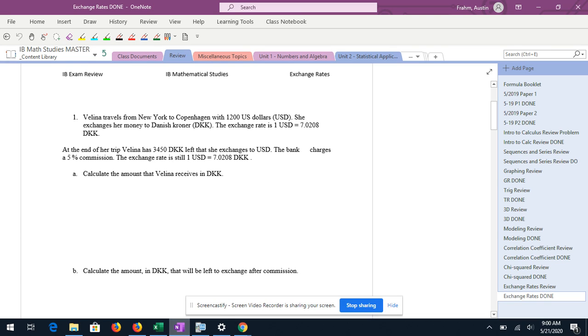All right, for this week's review, we're going to be working on exchange rates, which we did way back at the start of the year.